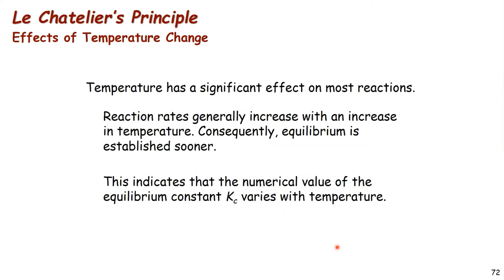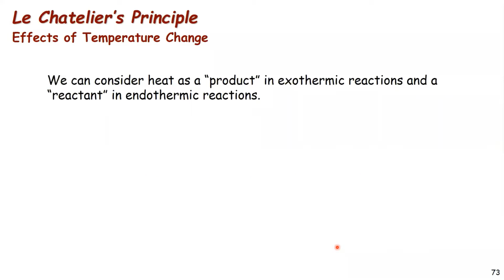Well, that is directly related to whether or not the reaction is endothermic or exothermic. So we're going to be able to consider heat as being either a product in an exothermic reaction or a reactant in an endothermic reaction. Remember, exothermic, it loses heat, right? So we can think of that as a product. Now we know that it's not a real product, but we could think of it that way, and it'll allow us to determine which direction the equilibrium is going to go.